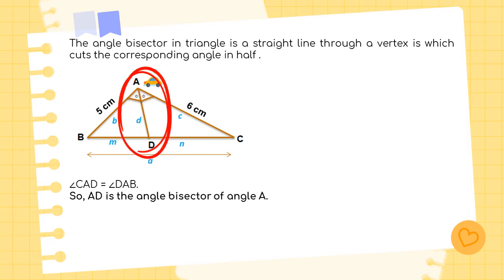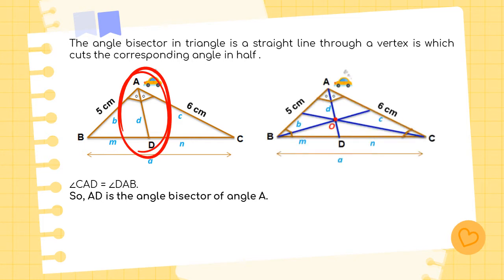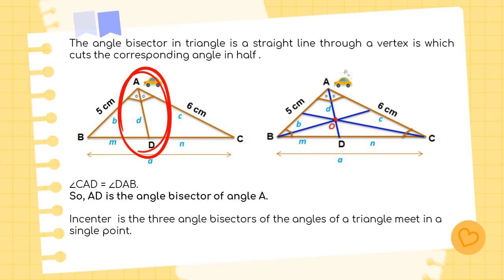In addition, in the angle bisector of a triangle, there is also an incenter, where the incenter is the point where the bisectors of the angles of a triangle meet in a single point. From the triangle above, we know that O is the incenter. So, O is the incenter of triangle ABC.